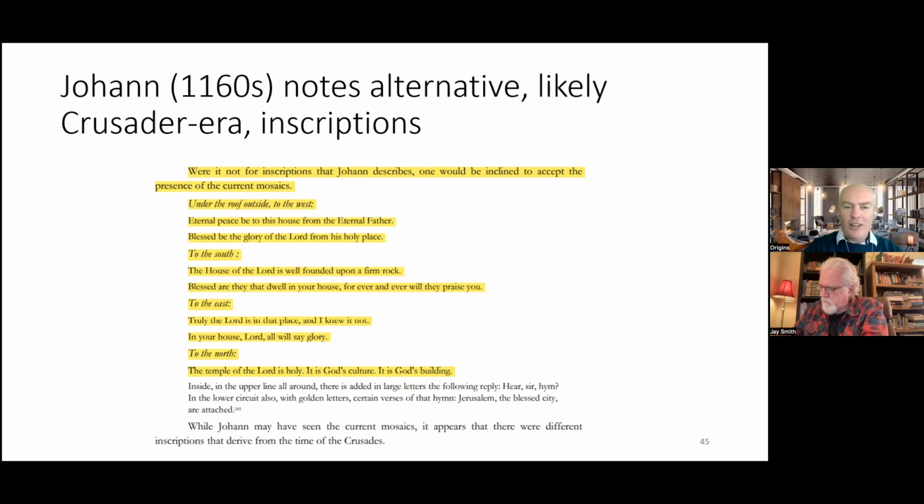He doesn't mention anything about the inscriptions that we have today in Arabic. There are different mosaics. It's not clear exactly where this is meant to be. It says under the roof outside. Presume it's on the outer part of the building. But why does he not mention the inscriptions that we know of today? Surely if he took note of these inscriptions obviously put there by the Crusaders, why did he not mention these other ones? The easiest explanation is because they didn't exist yet.